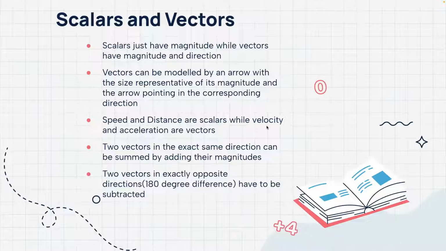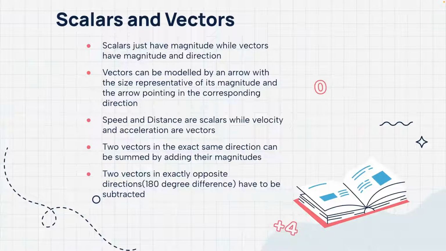So first, we're going to go over scalars and vectors. Scalars have magnitude, while vectors have magnitude and direction. Because vectors have magnitude and direction, vectors can be modeled by an arrow. So the size represents the magnitude and the arrow points in the direction of the vector. And here's some examples of scalars and vectors. Speed and distance are both scalars, while velocity and acceleration are vectors. We'll go over these more in depth on the next few slides.